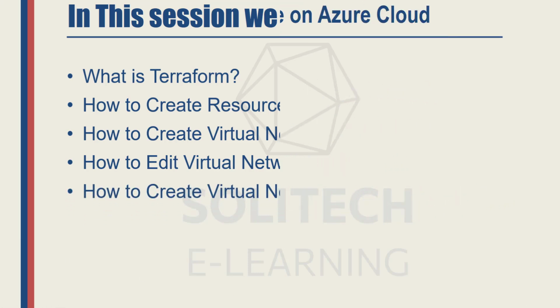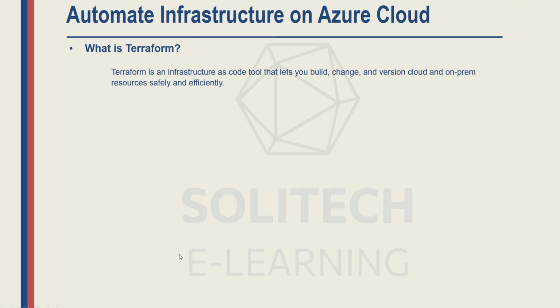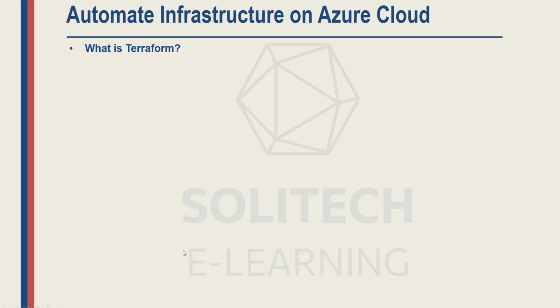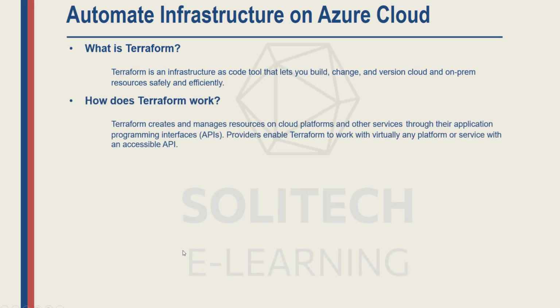Let's start the lesson. What is Terraform? Terraform is an infrastructure as code tool that lets you build, change, and version cloud and on-prem resources safely and efficiently. How does Terraform work? Terraform creates and manages resources on cloud platforms and other services through their application programming interfaces. Providers enable Terraform to work with virtually any platform or service with an accessible API.